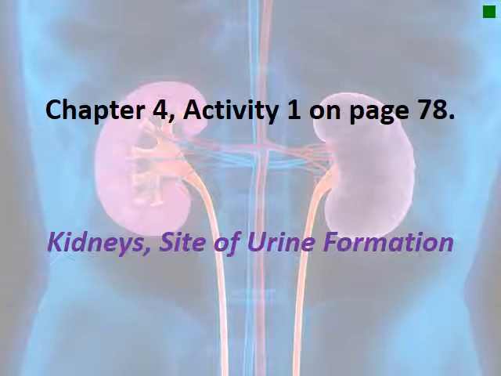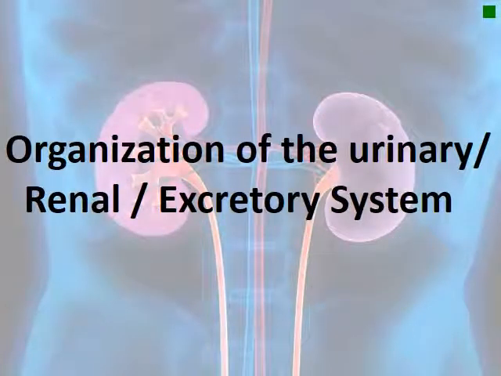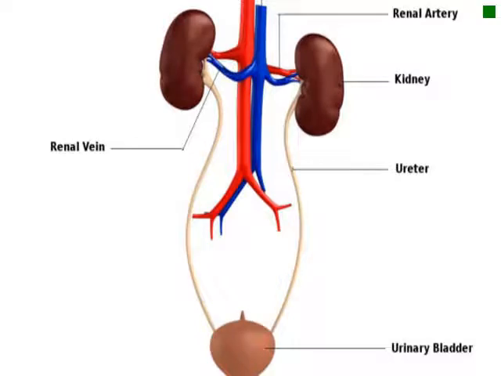This is chapter 4, activity 1 on page 78, talking about kidneys, the site of urine formation. Organization of the urinary system, which is also called the renal system or the excretory system. This is a diagram showing the anatomy of the renal system, where we have the two kidneys. They are bean-shaped structures. We have a renal artery, the renal vein, the ureter, and the urinary bladder. The urinary bladder is the site where the urine is stored.